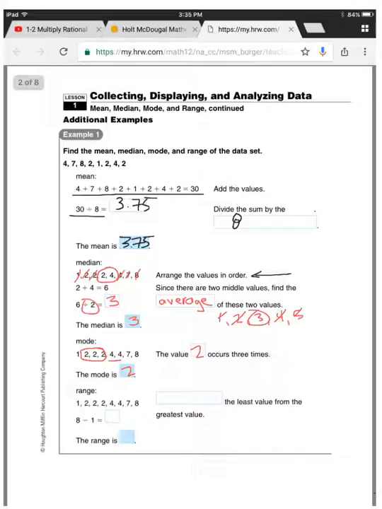The range is when you subtract the least value from the greatest value. So our greatest value is 8 and our least value is 1. So we do 8 minus 1 and get 7. So the range is 7.